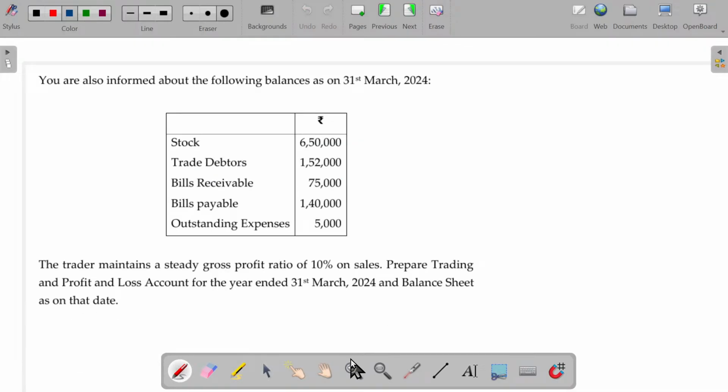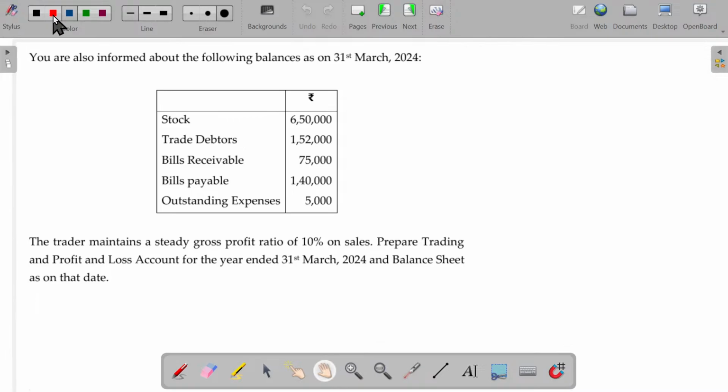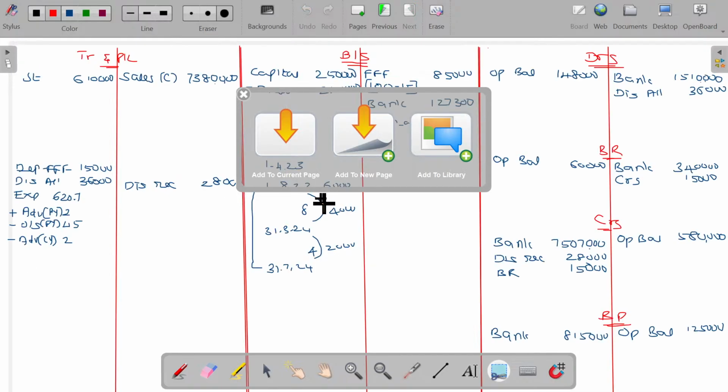Last, we have this one. You are also informed about the following balances as on 31st March 24, year-end balance. See, I'm going to post that year-end balance here.